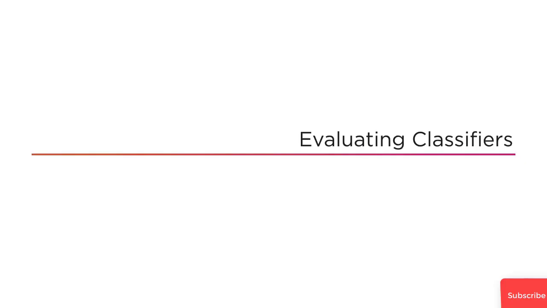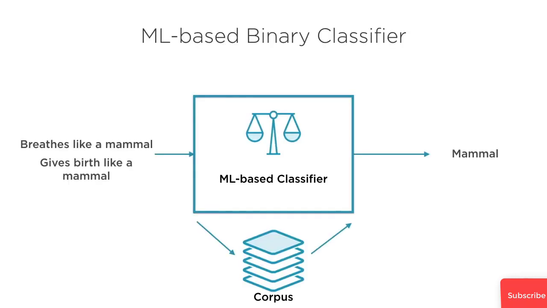Now that we've understood accuracy, precision, and recall used to evaluate classifiers, let's now talk about how we can apply these metrics to evaluate our classifier to find the best model for our use case. Here is our classification model, which tries to determine whether a whale is a fish or a mammal. We've fed in information: a whale breathes like a mammal, gives birth like a mammal, and it's correctly predicted that the whale is a mammal.